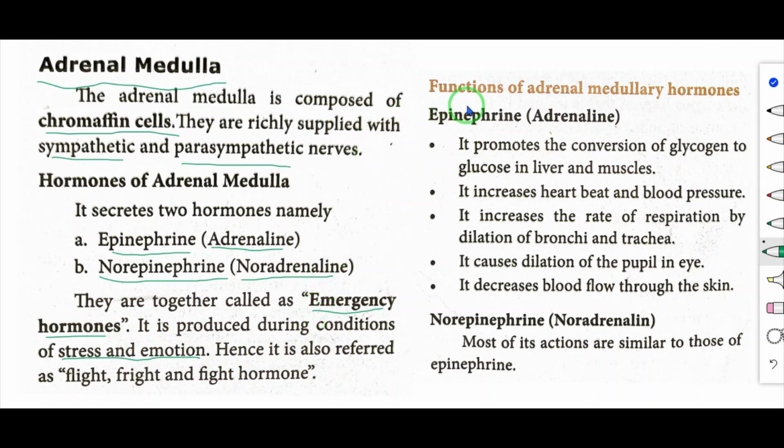Now, functions of the adrenal medullary hormones. First, epinephrine or adrenaline promotes the conversion of glycogen to glucose in the liver and muscles. Second, it increases heartbeat and blood pressure. Third, it increases the rate of respiration by dilation of the bronchi and trachea. It is related to the lungs, isn't it?